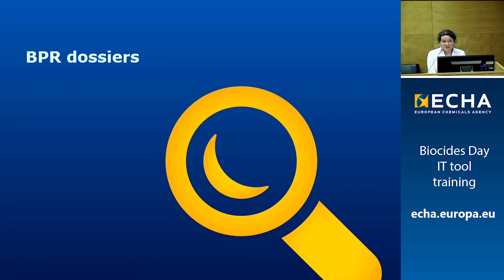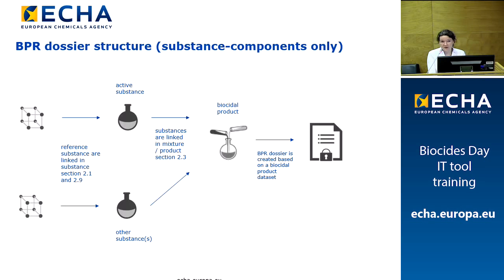So now we will move to the BPR dossiers. A short reminder of what the correct structure of the dossier looks like. If all components are substances, you need to have the following levels. Firstly, you have reference substances. Those reference substances are linked in the composition of your substances that are components of the product. So these are the active substance, substance of concern, and non-active substances.